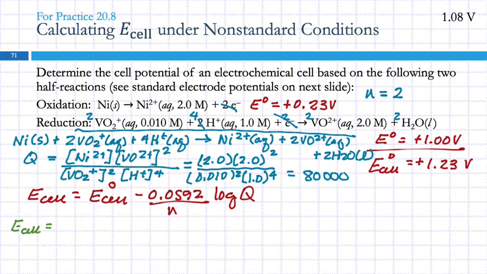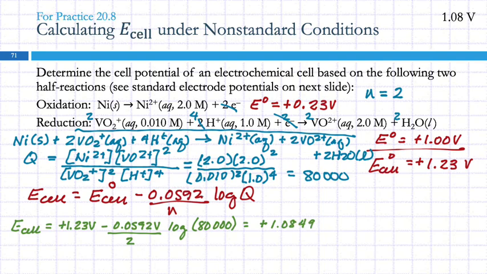Standard cell potential 1.23 minus 0.0592 volts over N is 2, times the log of Q, which is 80,000. Should probably put that in scientific notation, but whatever. 1.23 minus 0.0592 divided by 2 times the log of 80,000 is 1.0849 is what the calculator is showing me. So plus 1.08 volts. Phew, it matches the number up there.